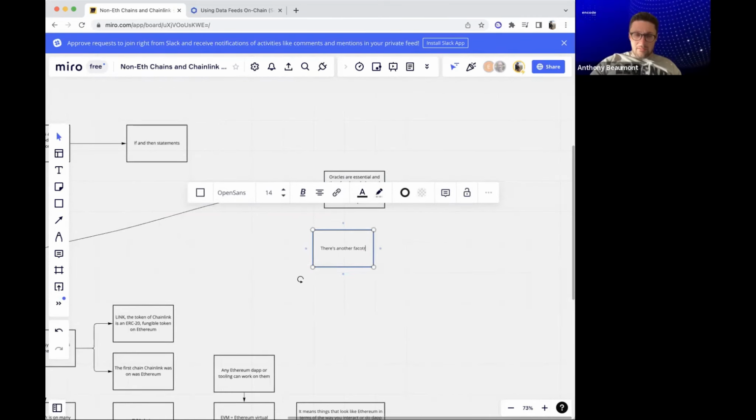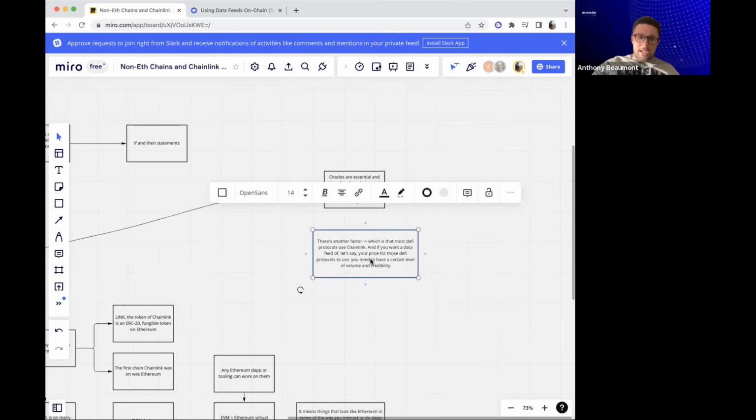There's another factor, which is that most DeFi protocols use Chainlink. And if you want a data feed of, let's say, your price for those DeFi protocols to use, you need to have a certain level of volume and credibility.